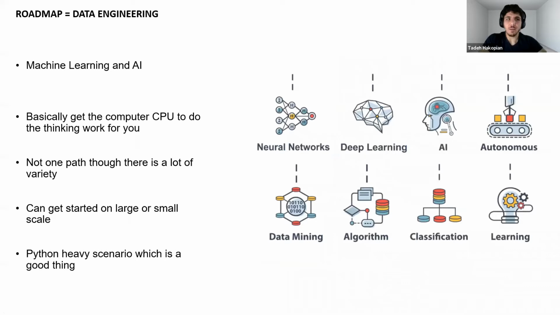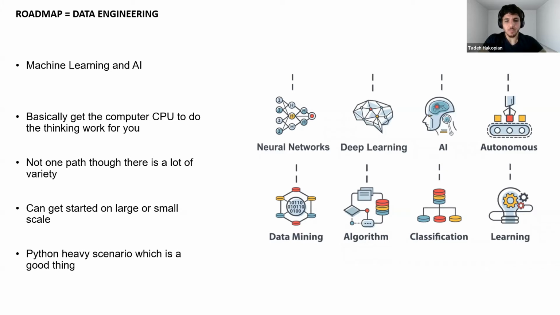If you want to do anything with data engineering, that's a different world. That includes machine learning and AI, autonomous systems, neural networks, data mining, learning algorithms. There's a lot of stuff in the data engineering world. It can be related to web development, but it ends up being its own little field. Python is very, very heavy in this world. So that's a different coding language than JavaScript. JavaScript runs in the browser.